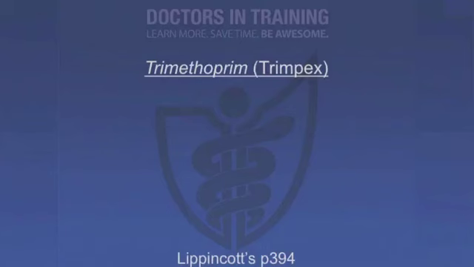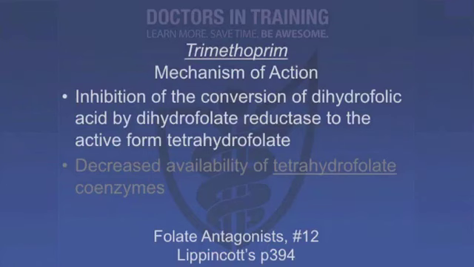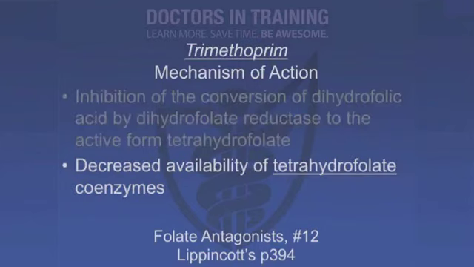Let's switch gears to trimethoprim. Sometimes you'll see this shortened to just TMP. Let's talk about the mechanism of action. So there's an inhibition of the conversion of dihydrofolic acid by dihydrofolate reductase to the active form of folate, which is tetrahydrofolate. This leads to a decreased availability of tetrahydrofolate coenzymes required for purine, pyrimidine, and amino acid synthesis.